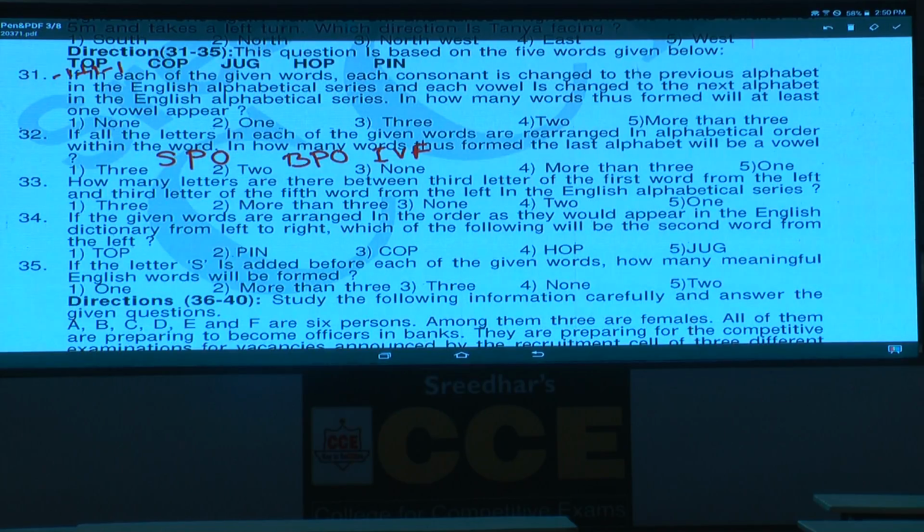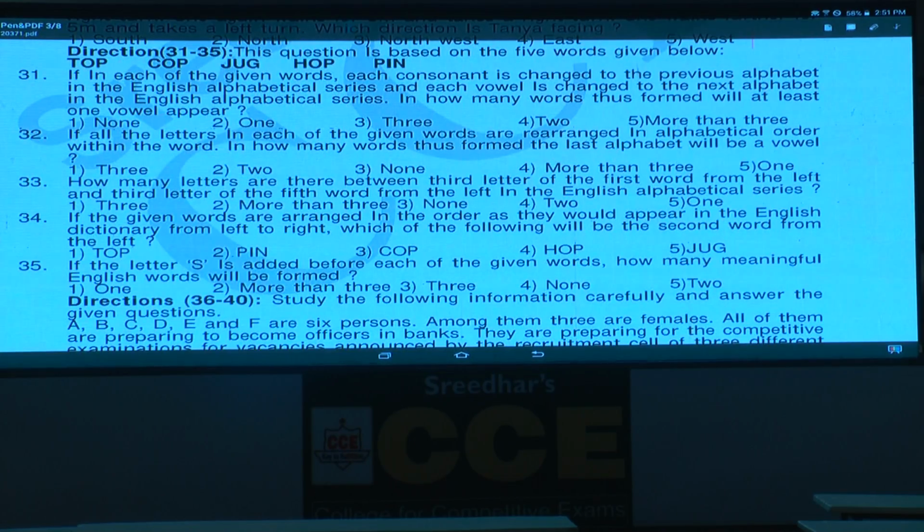Then, what is the next one here? HOP. H minus 1 is G, O plus 1 is P, and P minus 1 is what? P minus 1 is O, isn't it? There is one more vowel. And PIN, P minus 1 is O, I plus 1 is J, N minus 1 is M. Then the question is about what? How many words thus formed will have at least one vowel? Now 1, 2, 3, 4. In 4 words we have at least one vowel. Then what is the answer here? More than 3, and it is given in choice 5. Done with this? Now this is about 31st.